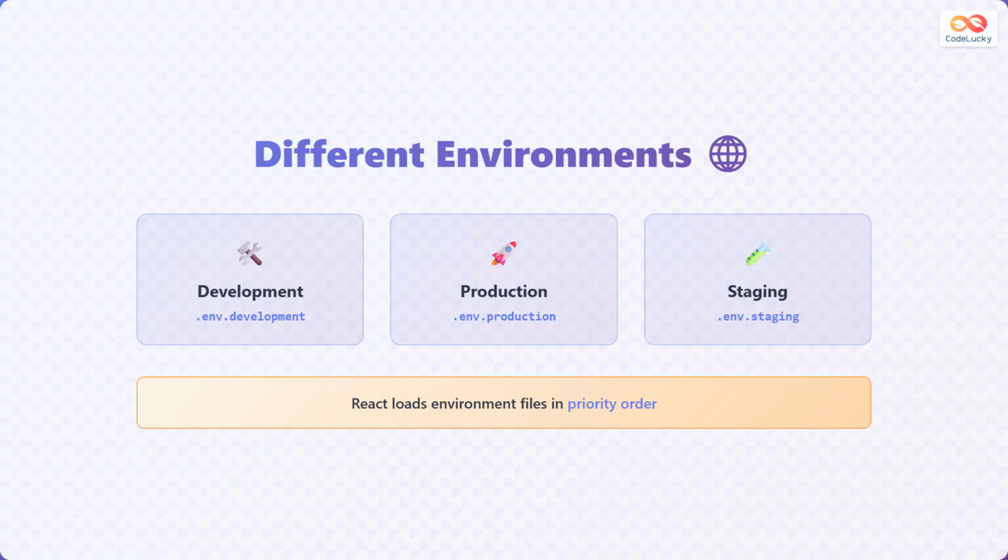React supports different environments through the use of specific environment files. You can have a .env.development file for your development environment, a .env.production file for your production environment, and a .env.staging file for your staging environment. React loads these environment files in a specific priority order, allowing you to override variables as needed.